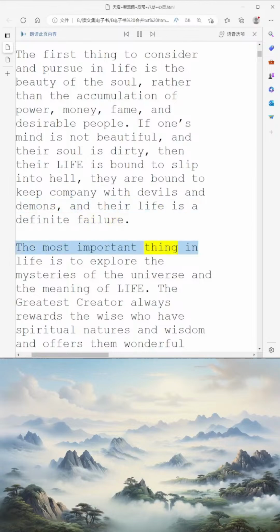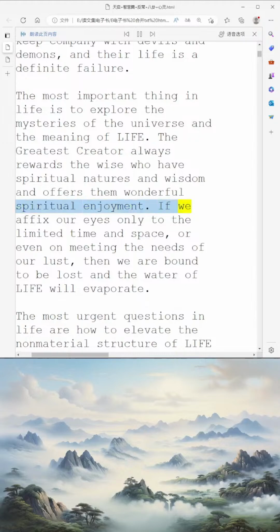The most important thing in life is to explore the mysteries of the universe and the meaning of life. The greatest creator always rewards the wise who have spiritual natures and wisdom and offers them wonderful spiritual enjoyment. If we affix our eyes only to the limited time and space, or even on meeting the needs of our lust, then we are bound to be lost and the water of life will evaporate.